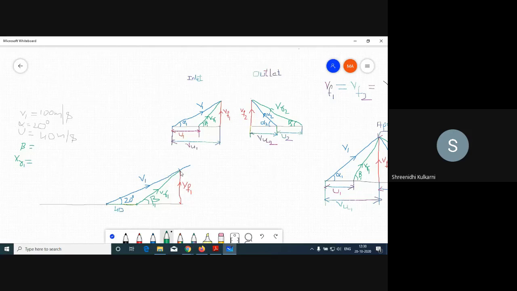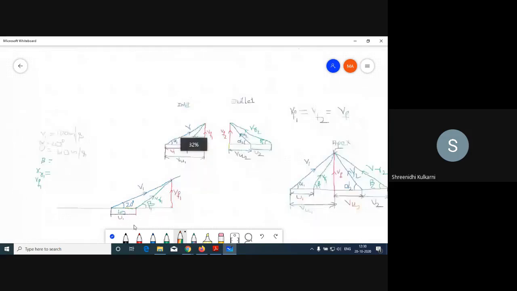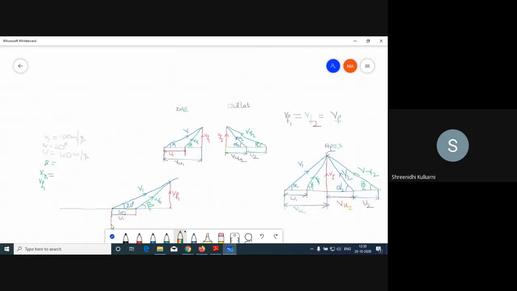Next, find out or measure the distance for VF1. So VF1. Got it? So this is the graphical method, and whatever is here is the same. So I'm going to draw here. From here to here, it is U1. Next, from here to here, it is VF1. Sorry, VU1.